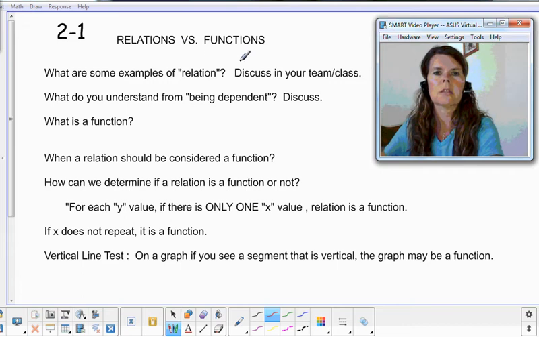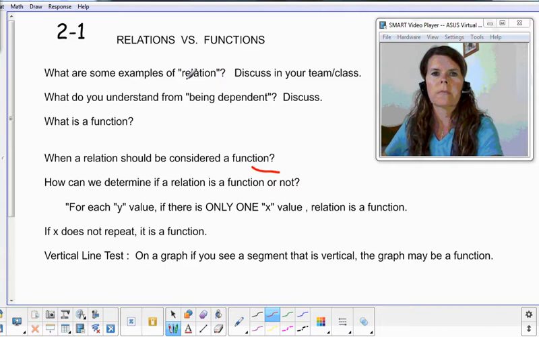We're starting 2-1, relations versus functions. I want you to answer the questions down to here on your own. If you're in class, you're doing this with a group. At home, you're doing this on your own. So you don't have to think in terms of math. Just think in terms of the word relation, how it's kind of a base word for relationship. So think of some relationships. And then answer the other questions, pause the video, and then come back.